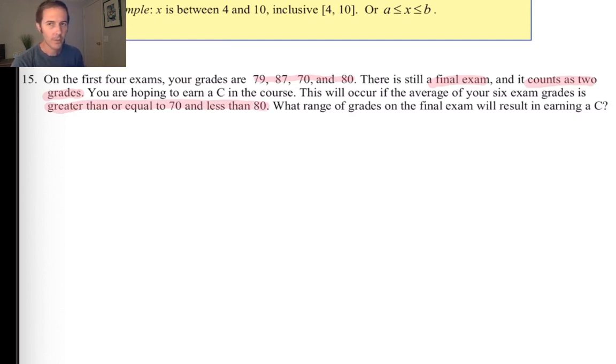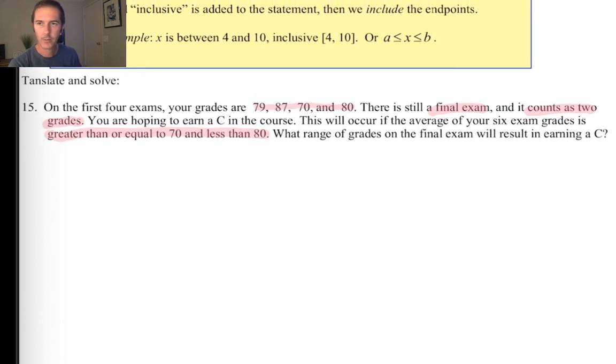I'm pausing here because there's a very little subtlety to that. Greater than or equal to 70 and less than 80. That's strictly less than 80. So we have to translate this as the instructions said. Look, it says right there, it says translate and solve. So let's translate this.